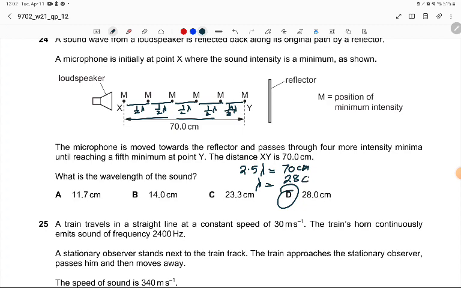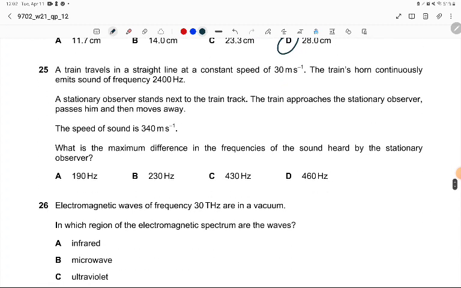A train travels in a straight line at a constant speed of 30. The train's horn continuously emits sound of frequency this, the source frequency. The stationary observer stands next to the train track. The train approaches the stationary observer, so F observed should increase, and passes him and then moves away. The speed of the sound is this. What is the maximum difference in the frequency of the sound heard by the stationary observer?